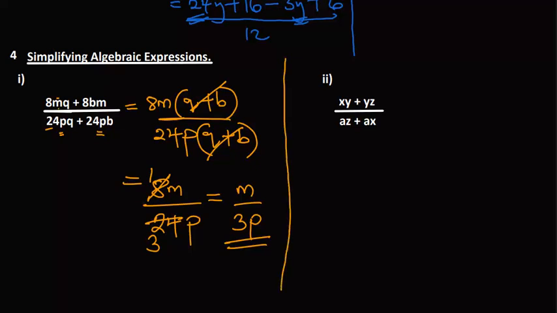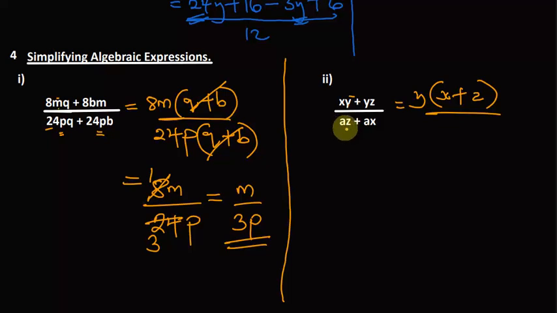Let's look at the next question. The question is there. Let's simplify. The numerator is xy plus yz. What is common? y is common, you can see y is common. So y into bracket, x remains outside, then plus z, that way.